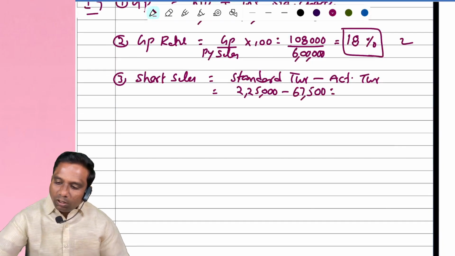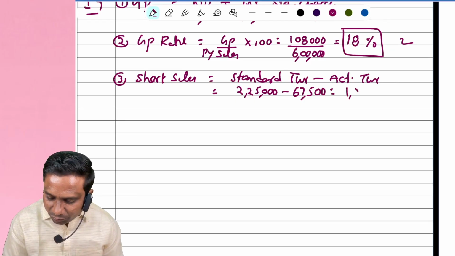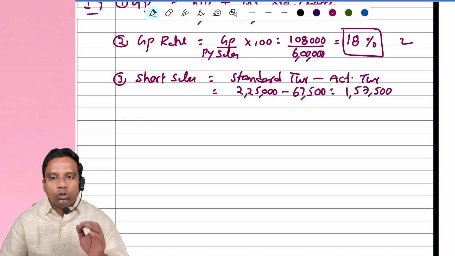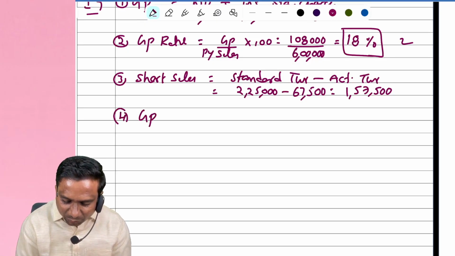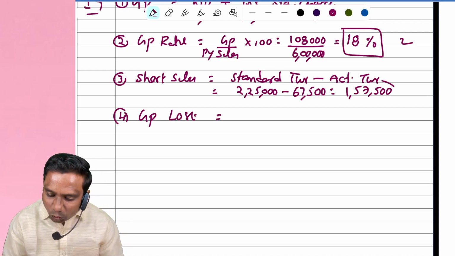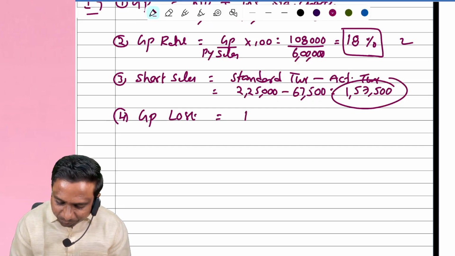And what is our short sales? 225 minus 67,500. It comes to 157,500. This much of short sales we made during the year. Fourth step, I will calculate GP lost on this short sales. See, this is turnover lost, not profit lost. On this turnover, how much GP lost?